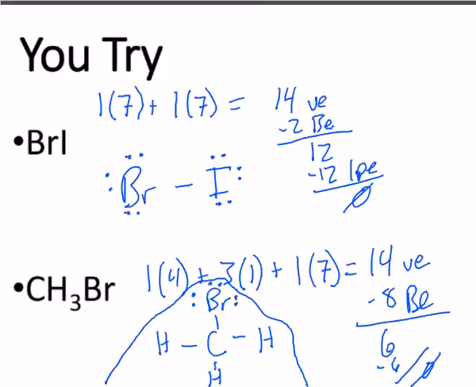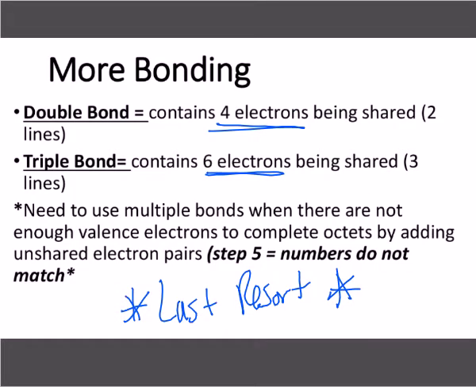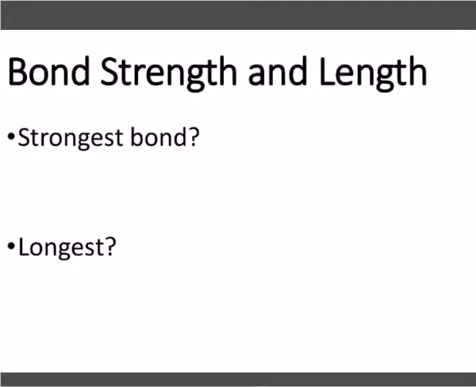So, if we look back at step 5, remember that was step 5A. If they're all satisfied, that's great. But if they're not, then we go on to step 5B, all right, which I believe is at the top of the next page in your notes. Okay? We'll get there in a second. Let's just talk for a second. Which do you think is the strongest? So we're still in covalent bonds. Between single, double, and triple, which do you think is going to be the strongest bond? Why?